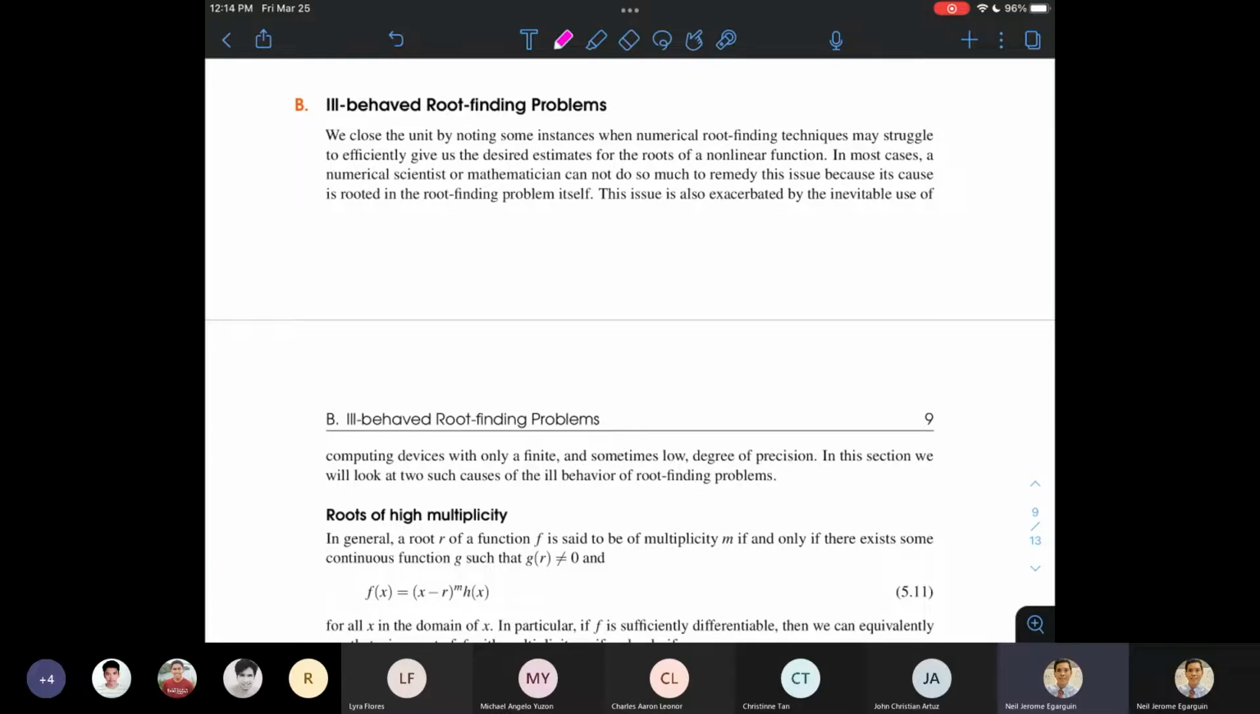So kung ill-behaved na yung problem, tas pinagawa mo pa siya sa isang low-precision machine, like nag-compute ka using yung calculator na pangtindahan, which has a very limited memory, so ibig sabihin, kakaunting significant digits lang yung na-handle niya, then you are doomed to fail, or your method is doomed to fail. It might give you inaccurate results, or it can give you results, but it will take a long time, longer than expected. Okay. So in this section, we're going to talk about two such causes of ill-behaved root finding problems.